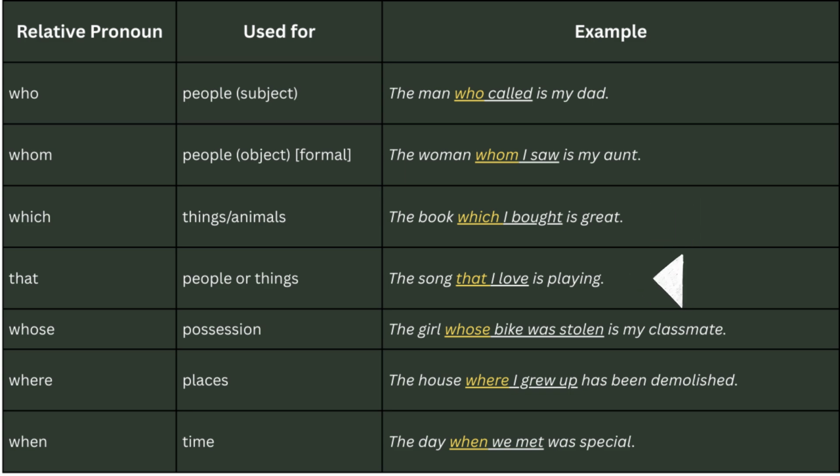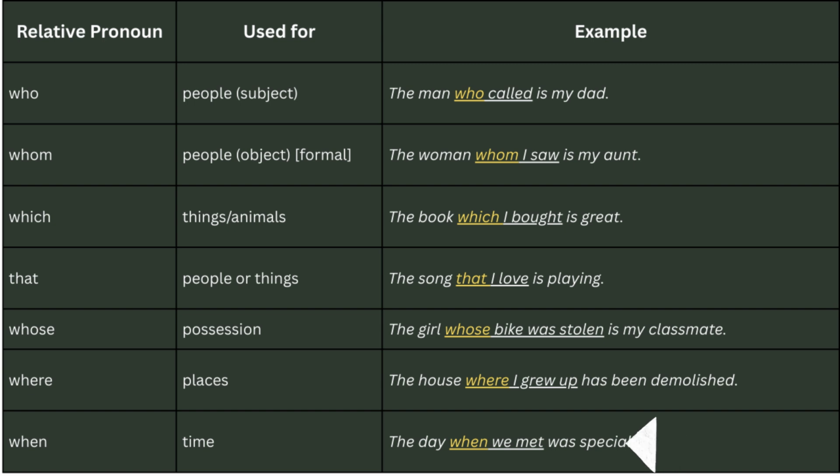That is also for things. Example, the song that I love is playing. Whose is used to show possession. Example, the girl whose bike was stolen is my classmate. Where is used to refer to places. Example, the house where I grew up has been demolished. When is used for time. The day when we met was special.